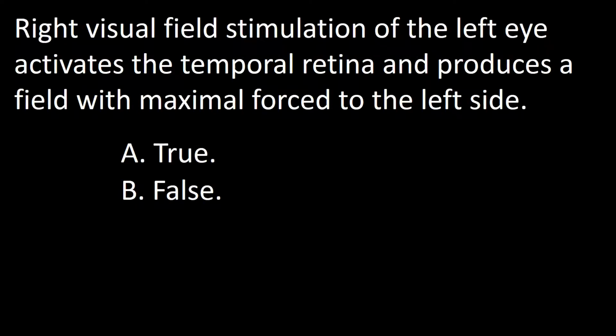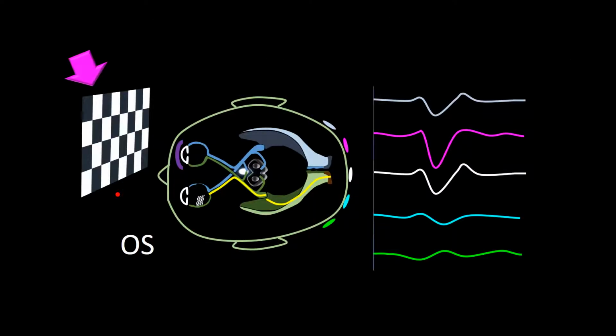Next question. Right visual field stimulation of the left eye activates the temporal retina and produces a field with maximal force to the left side. A true, B false. The right half visual field of the left eye is being stimulated, which corresponds to the temporal retina of the left eye.